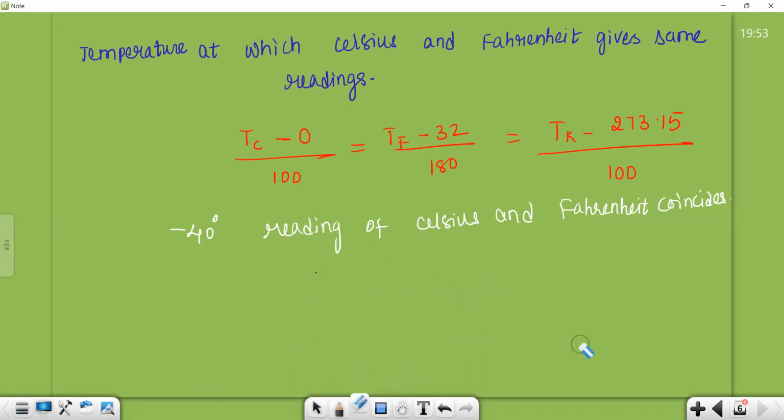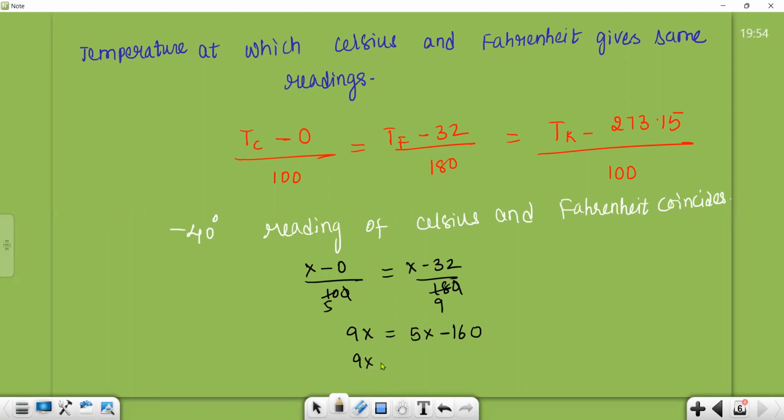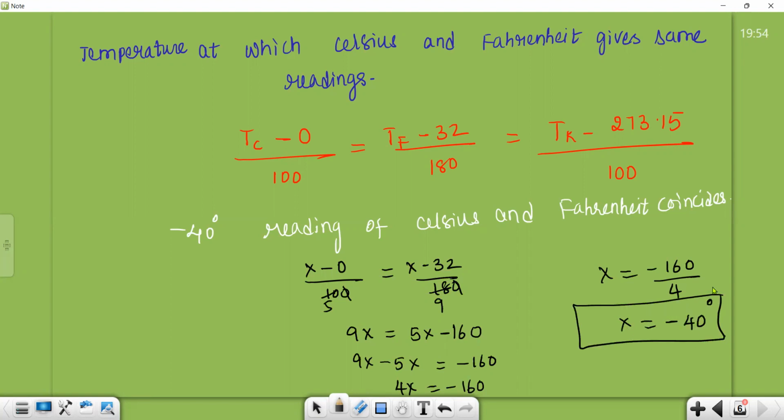See students, we did earlier the same method: x minus 0 by 100 is equal to x minus 32 by 180. So 2 5s are 10, 2 9s are 18. That gives you 9x is equal to 5x minus 32 into 5, which is 160. So 9x minus 5x is equal to minus 160, 4x is equal to minus 160. X is equal to minus 160 by 4, which is minus 40 degrees. Understood? Earlier, I think we missed something.